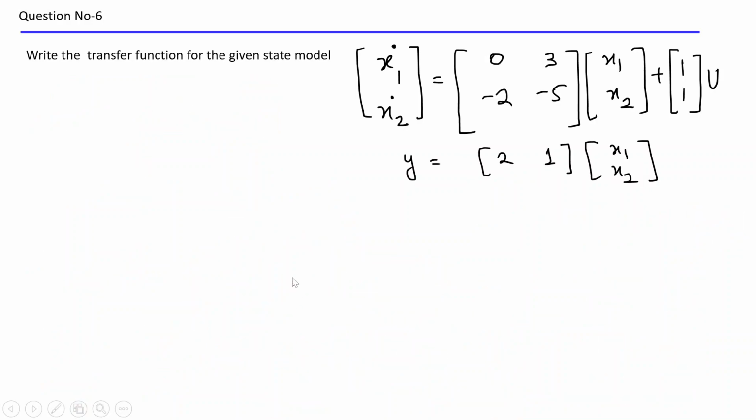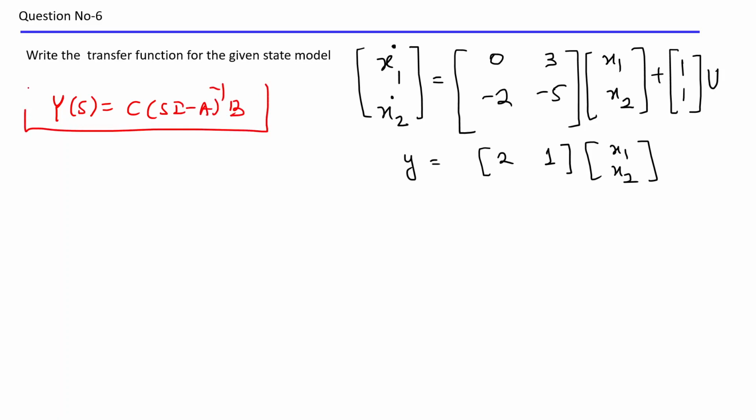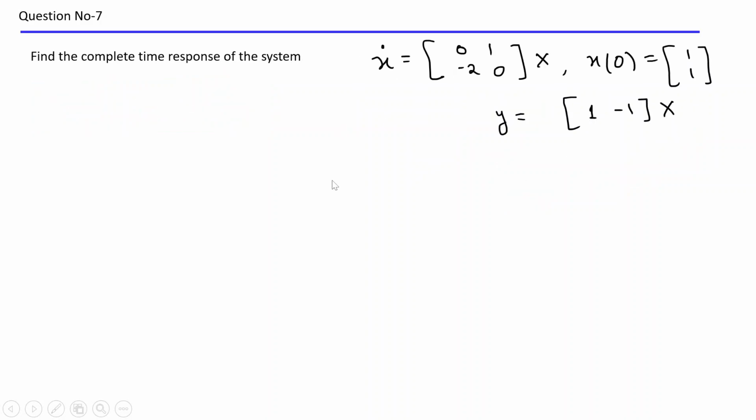So next, let's come to question number 6. It will be similar. I will not solve it here. This Y of S is nothing but C times SI minus A inverse into B. C is this one, this is the A matrix, this is the B matrix. Put them in that formula and find the answers. So these are same-formula questions. Let me come to question number 7.